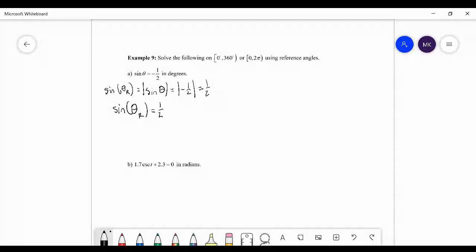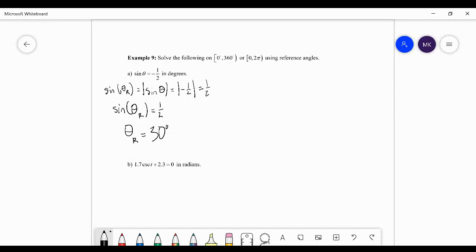Okay. So remember, our reference angle is an acute angle, so it's between 0 and 90 degrees. Which means that theta sub r is equal to what? Well, it is equal to pi over 6, or anybody? 30 degrees. Okay. So theta sub r is equal to 30 degrees.